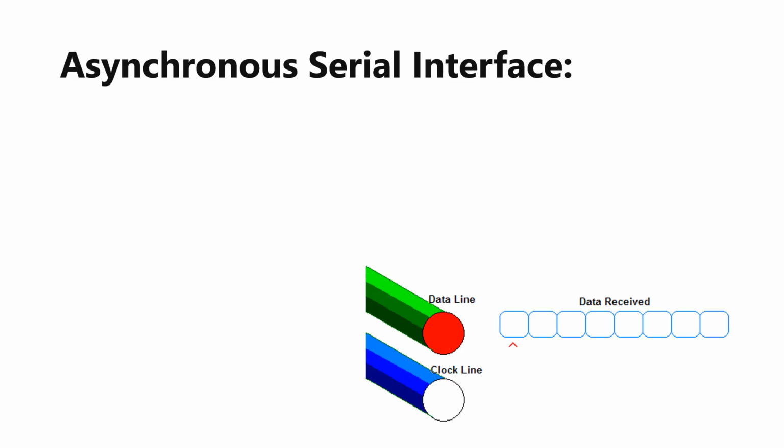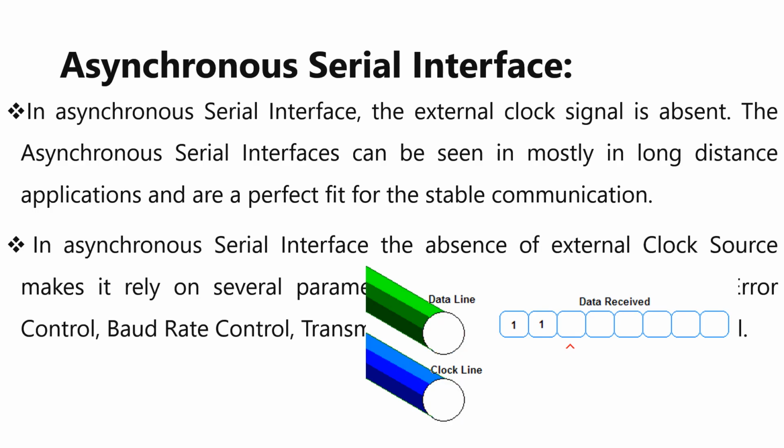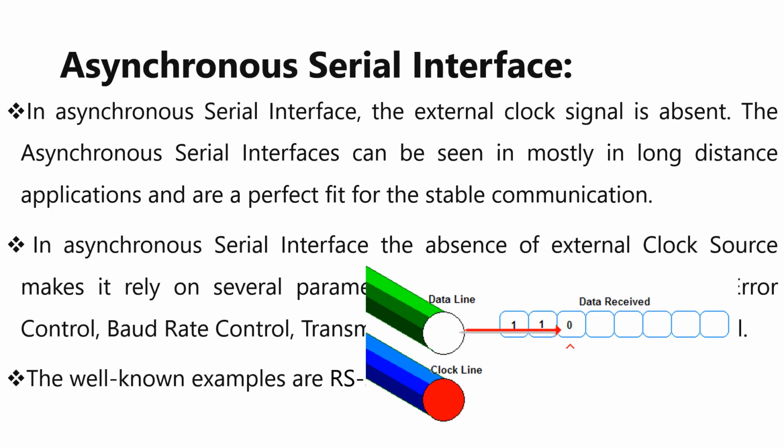Asynchronous serial interface. In the asynchronous serial interface, the external clock signal is absent. Asynchronous serial interfaces can be seen mostly in long-distance applications and are a perfect fit for stable communication. The absence of an external clock source makes it rely on several parameters like flow control, baud rate control, transmission control, etc.